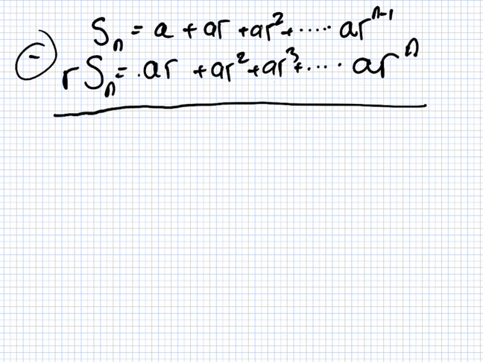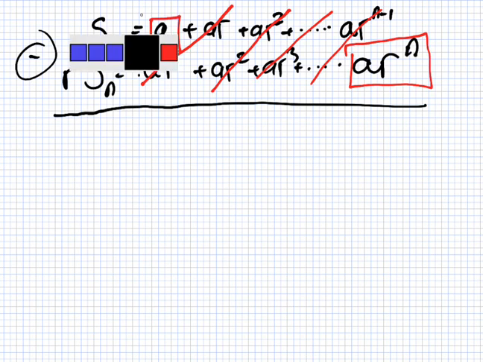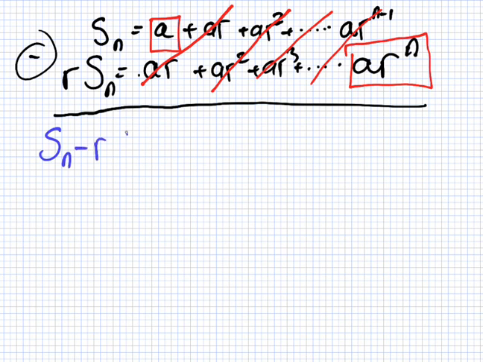Because look, this one here cancels with this one. This one here cancels with this one. And it continues like this until you're just left with the last one here and the first one here. So now you have Sn minus rSn equals a minus ar to the n. Question? No? That's okay, yeah.